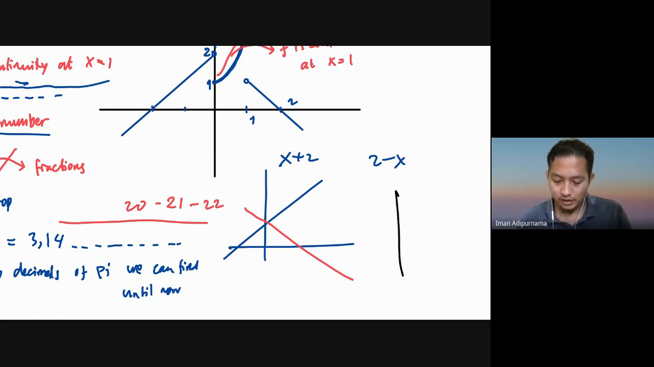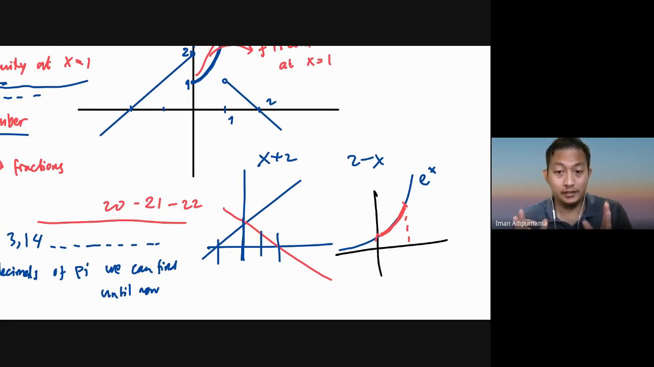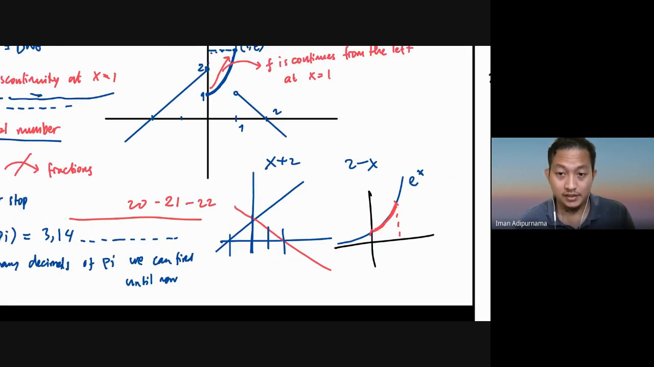And maybe in the other graph, you draw the e to the x. This is e, and then you cut based on the interval. Maybe here to here, you cut, so you are only using this part. And this one you cut here, you cut here. It depends on the interval. That's how you draw the graph. If you are confused how to draw, you can draw one by one and then cut based on the interval.